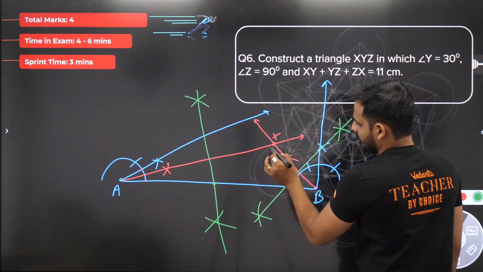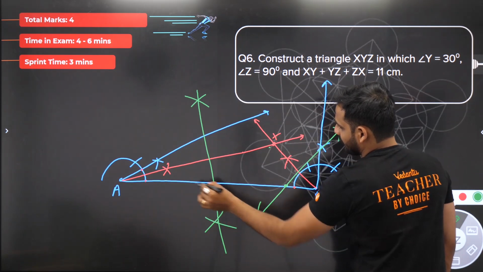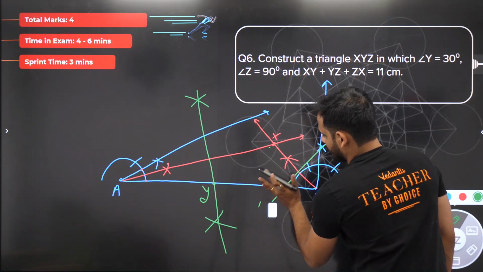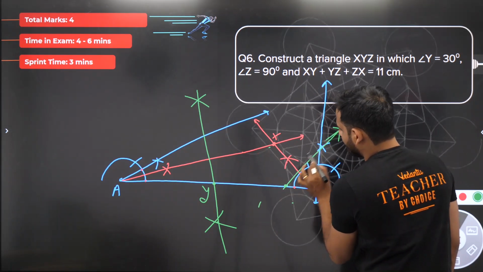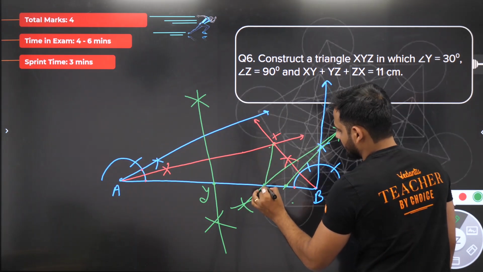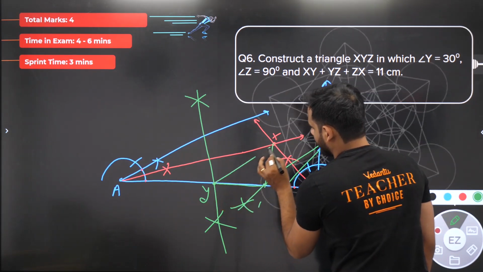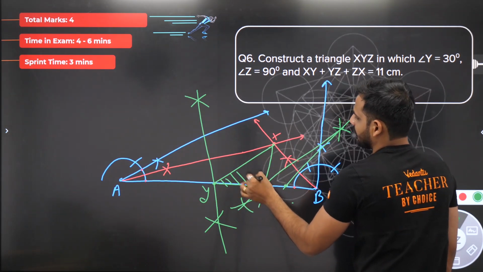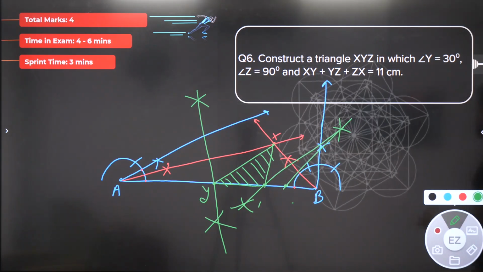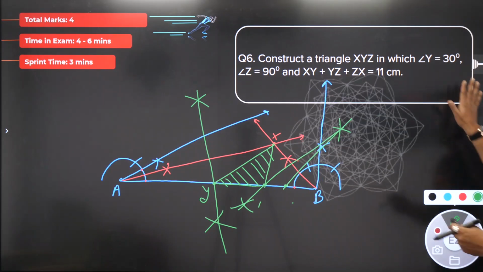Let's say here. Now join, this will be point Y, because Y was 30, so Y will be 30. This will be Z. It has to be 90, so it will be somewhat like this. The perpendicular bisector will be somewhat like this. So this will be your given triangle. I'm making a rough diagram, that is why I'm getting the shape like this. If you do it properly, you will get the correct answer. So this is how it can be done.